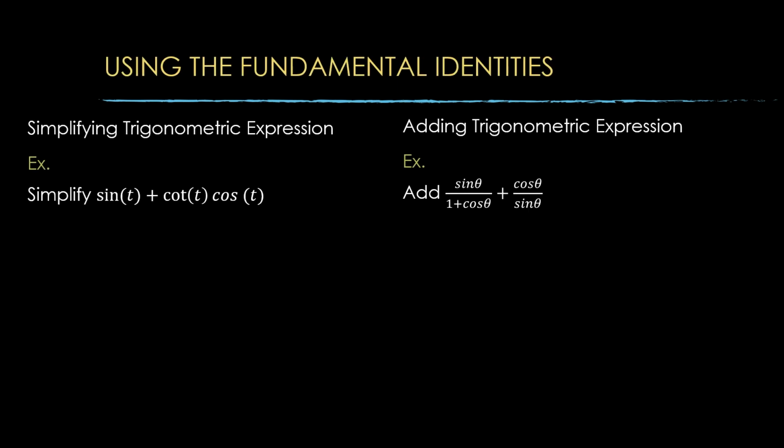Here's another application. If you're given this expression, you can simplify it further. So how are you going to do that? Remember the value of your cotangent. What's the value of your cotangent? Cotangent of t is equal to what? That is cosine of t over sine of t.